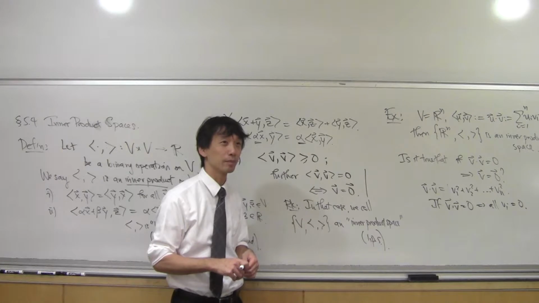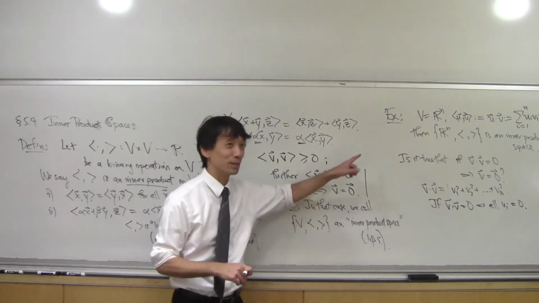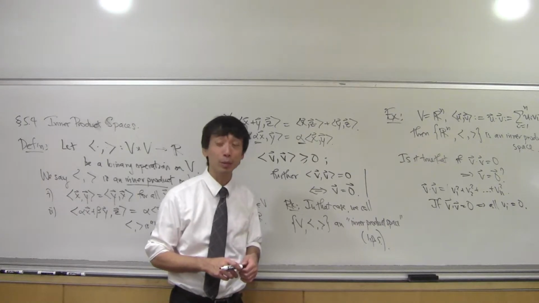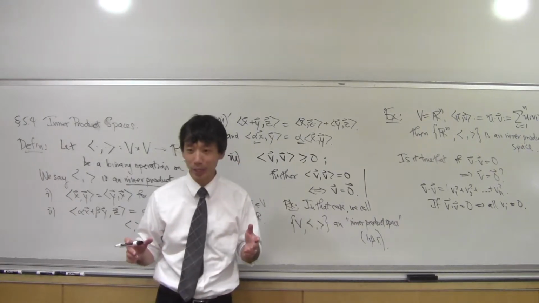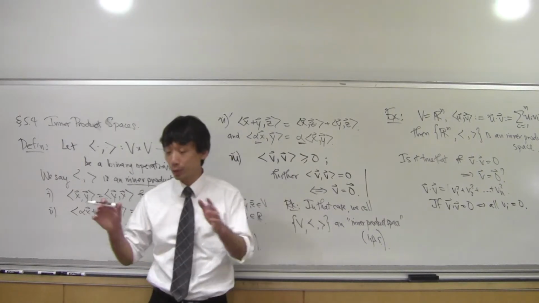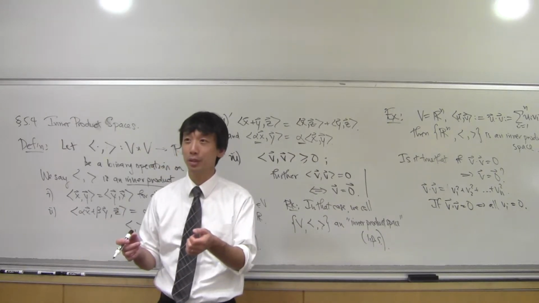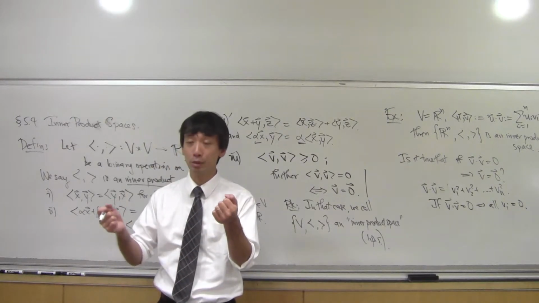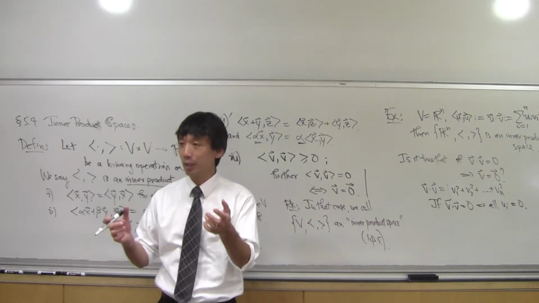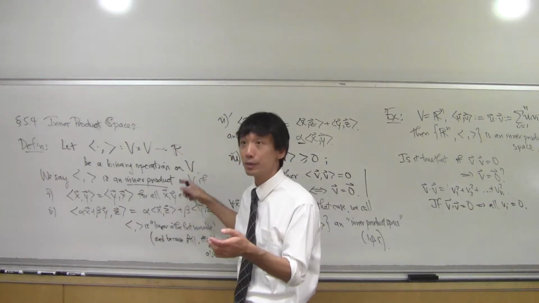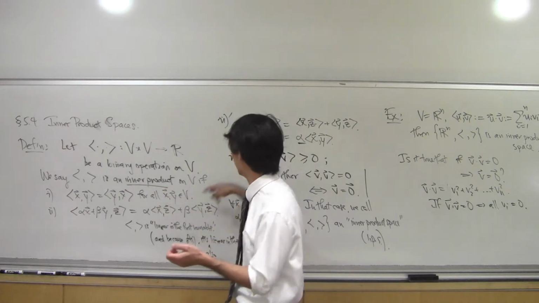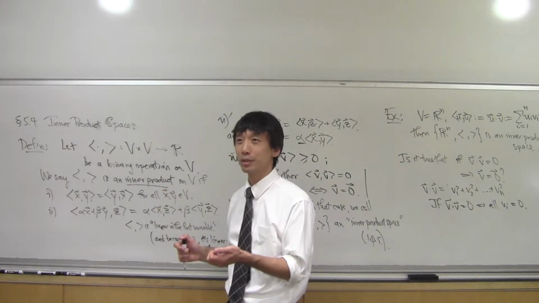Could you give an example of another inner product? Just about. Yeah, I'm still unsure what an inner product is. What an inner product is? An inner product is a way of multiplying things. Like in Euclidean space, we have the dot product. The dot product is a way of multiplying two Euclidean vectors, and that product has certain properties. If that product satisfies these three properties, then we call it an inner product.